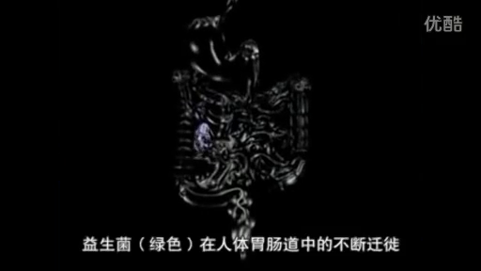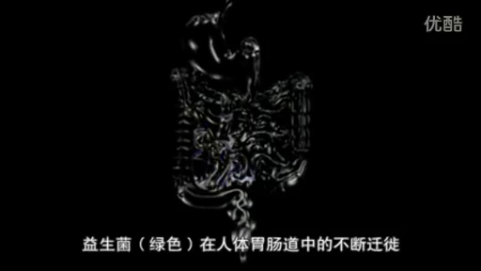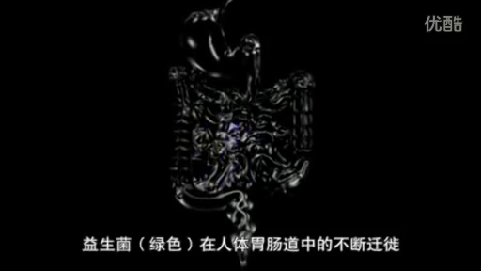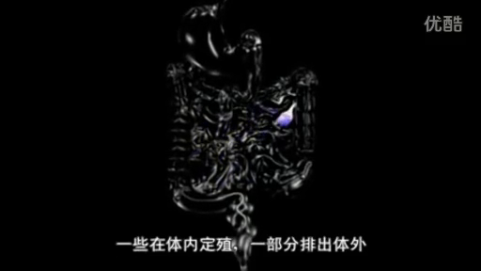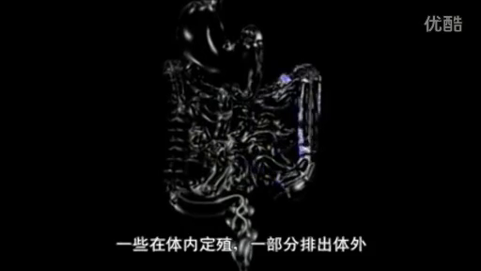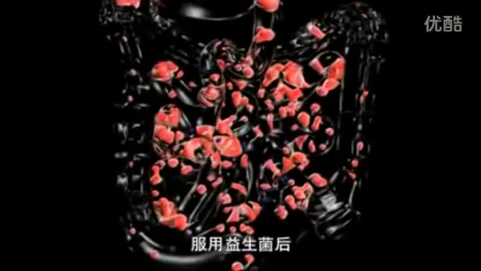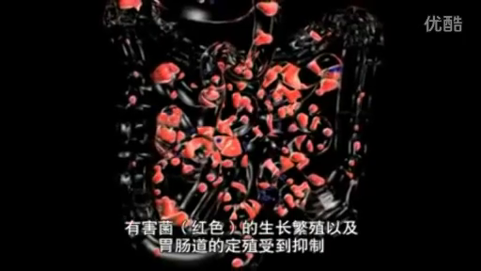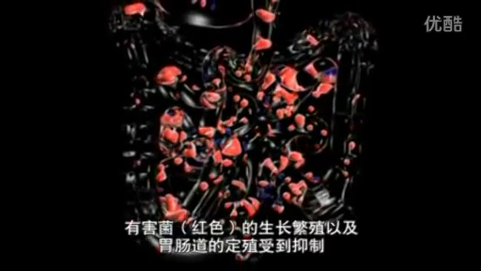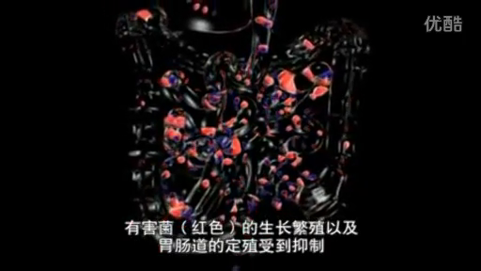We are going to follow one single probiotic bacterium through the gastrointestinal tract in order to begin to understand how probiotic bacteria help our digestive and immune systems to remain healthy, and in particular, how they help prevent the growth of pathogenic bacteria.